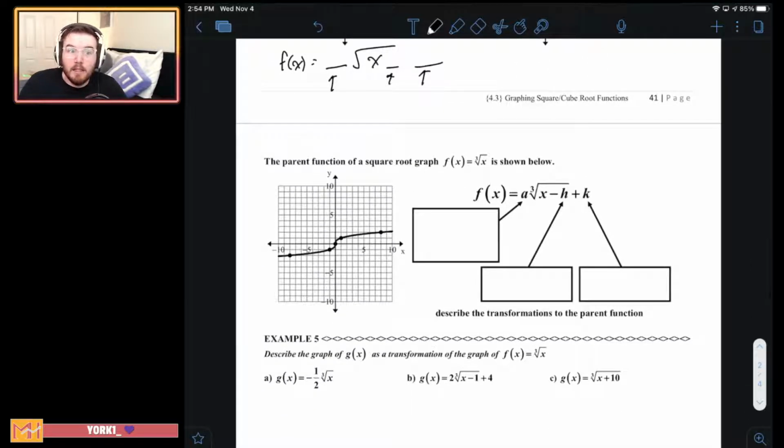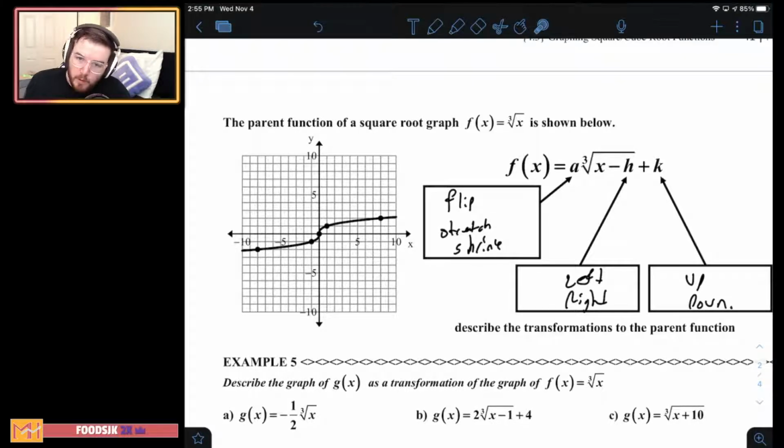So, guess what? A cube root function has the exact same qualities. If it's negative, it's flipped, and that controls the stretch or shrink. And the h controls the left or right, and the k controls the up or down. Don't overcomplicate it. We're going to do the exact same thing with the cube root function. But take a look at the cube root function and look at how different it is. It's got a similar shape this way, but it actually goes this direction as well.